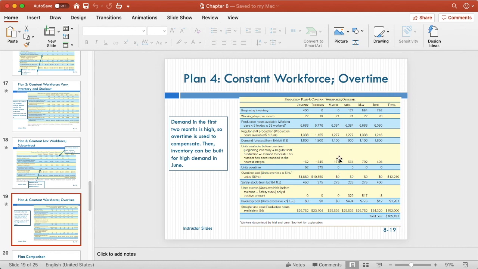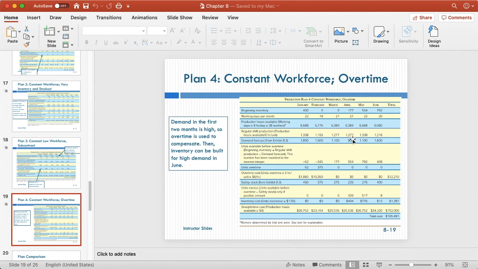Remember, the ending inventory for March is 177. If you have the inventory, you can carry it to the next month. That's why April starts at 177. And in April, you can still produce some amount, which is 2,077. Here, the market demand is only 900.